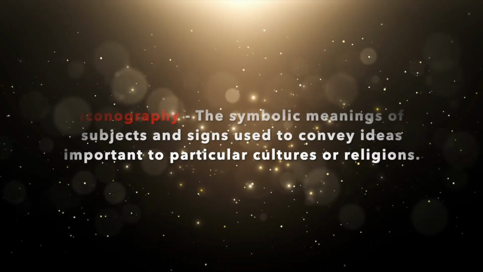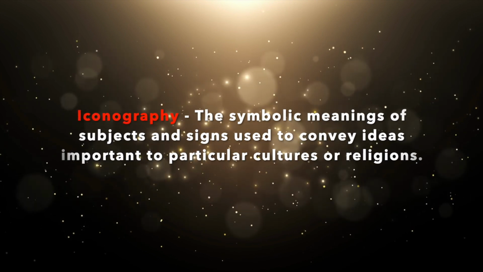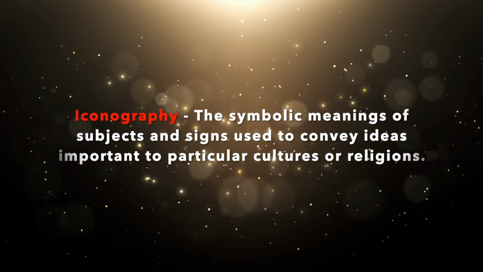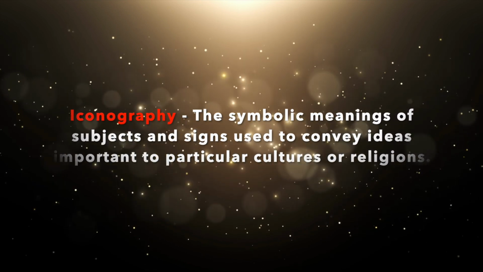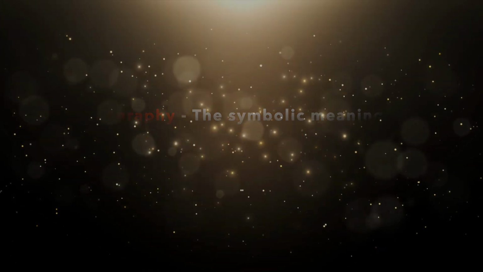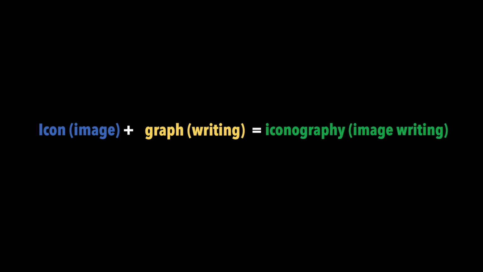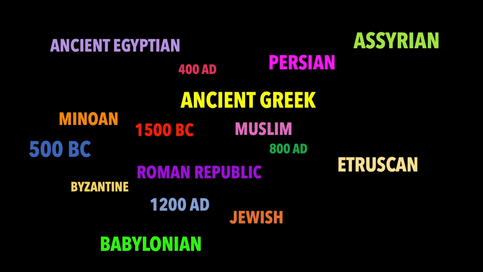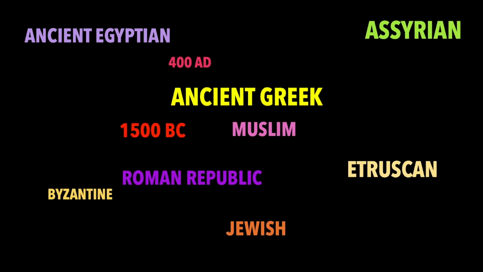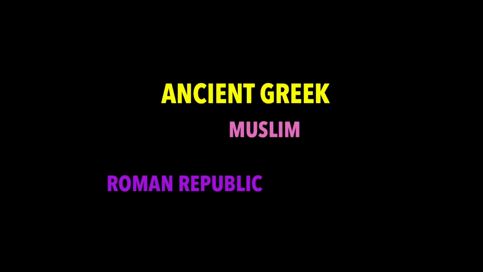Iconography is the symbolic meanings of subjects and signs used to convey ideas important to particular cultures or religions. The origin of the word iconography comes from two Greek words, icon, which means image, and graph, which means writing. Together we get image writing. So the word iconography conveys the idea that an image can tell a story. But this is more complex because it requires an understanding of the specific, culturally constructed symbols and motifs in a work.